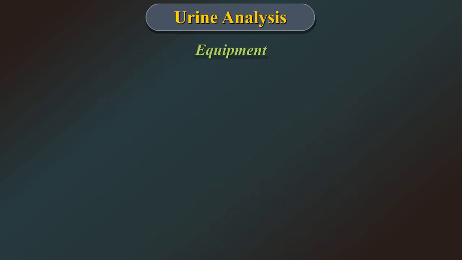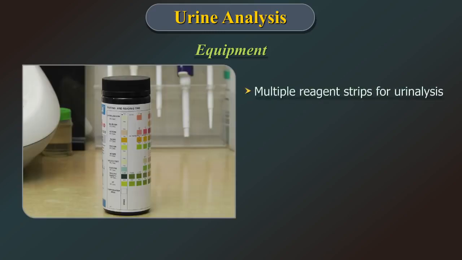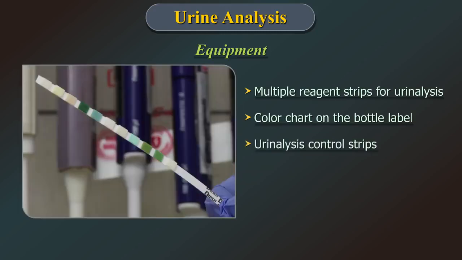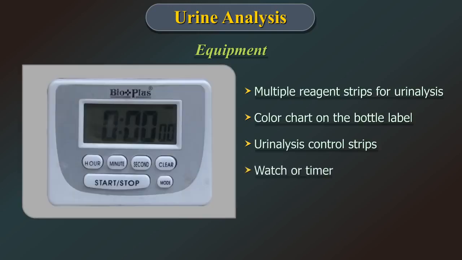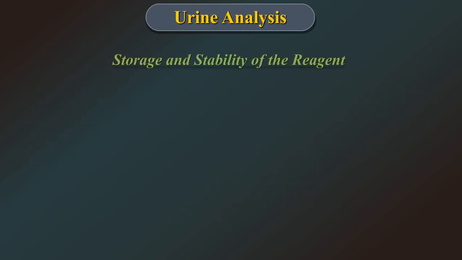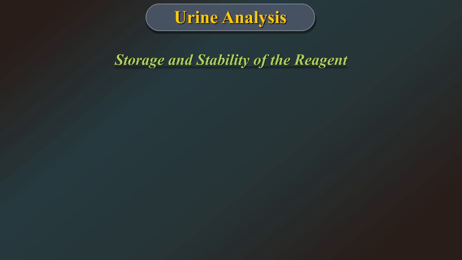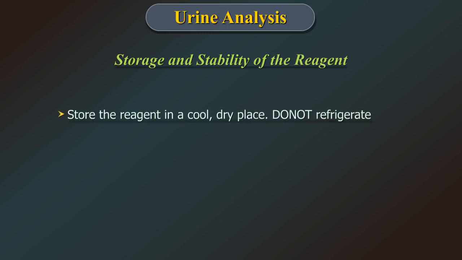Test procedure. Equipment required. Multiple reagent strips for urine analysis, color chart on the bottle label, urine analysis control strips, watch or timer, and a good light source. Storage and stability of the reagent. Store the reagents in a cool, dry place.